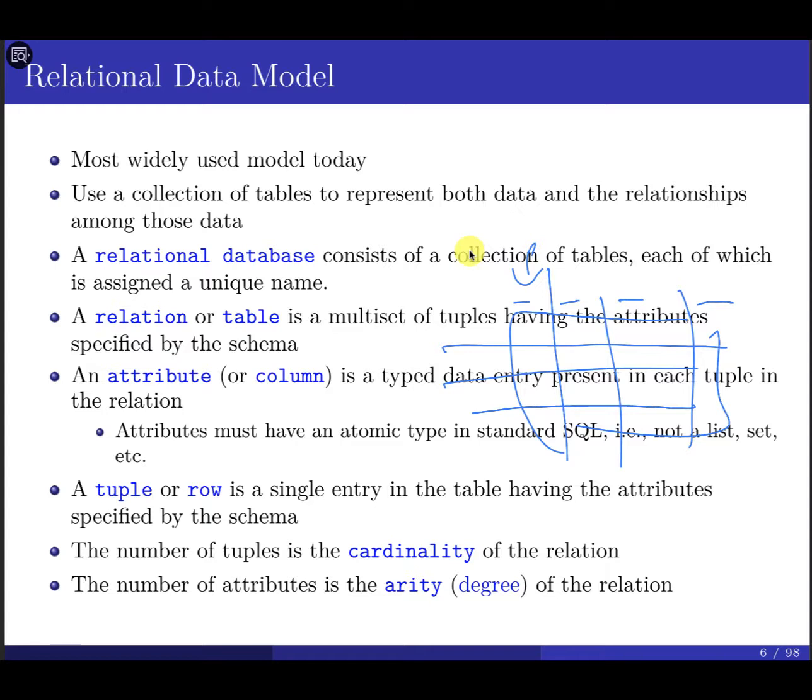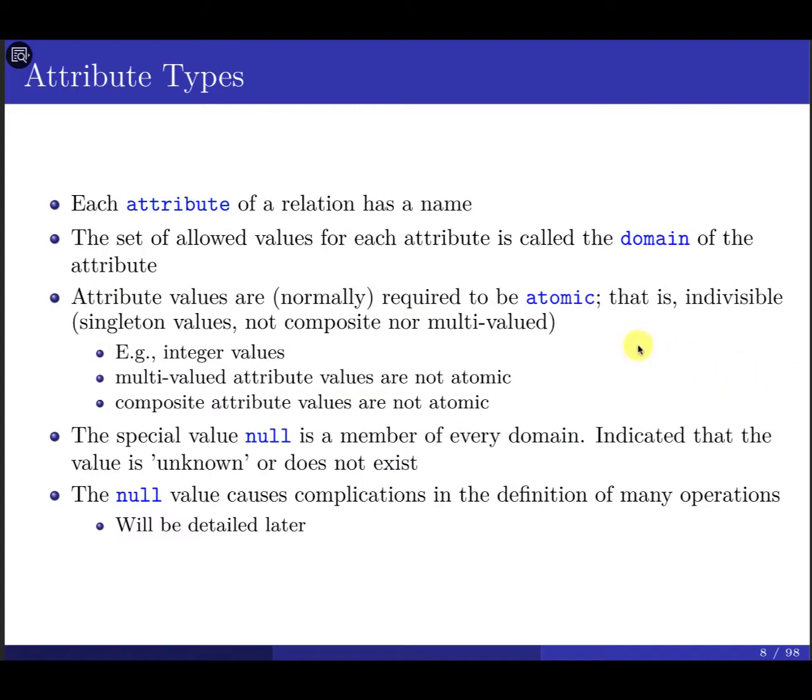We talk about two different terms. The first one is the cardinality, which tells me the number of tuples in this relation. And the arity, or the degree, of the relation tells me the number of attributes of this relation. We're going to use this a lot. Clear? Then we said that attributes must be unique and atomic.